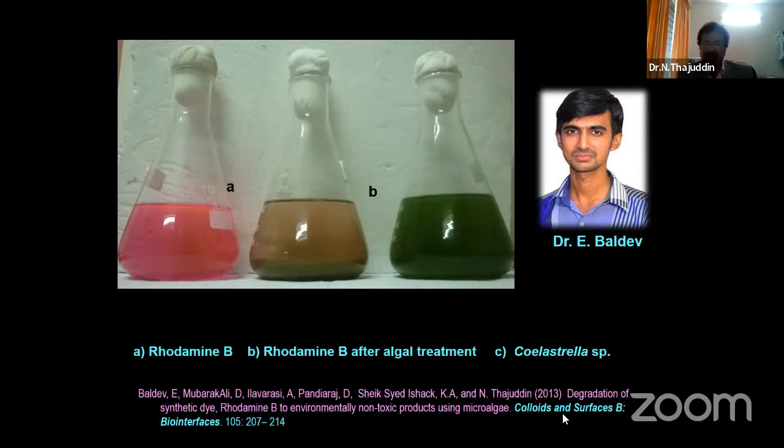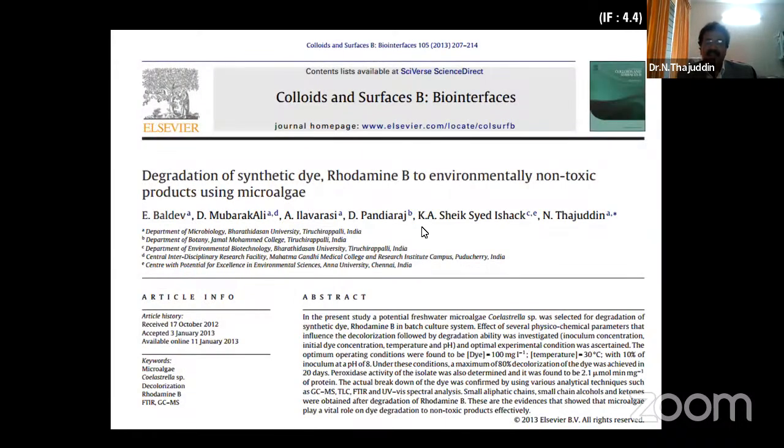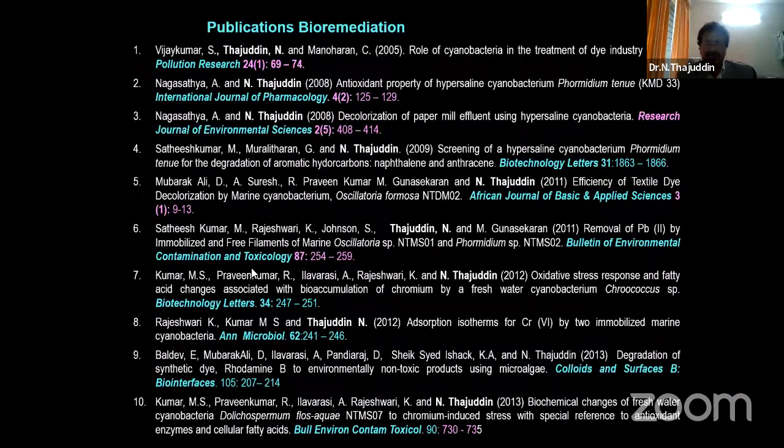We published in Colloids and Surfaces B: Biointerfaces, which has more than 5 impact factor, by Mr. Baldev. And this is the paper we published in Colloids and Surfaces B. The impact factor is more than 5. And we published so many papers. This is an old record. We published 27 research articles on phycoremediation of various effluents using microalgae and cyanobacteria, in good impact factor journals.